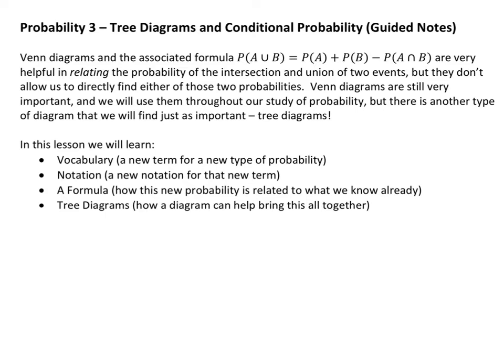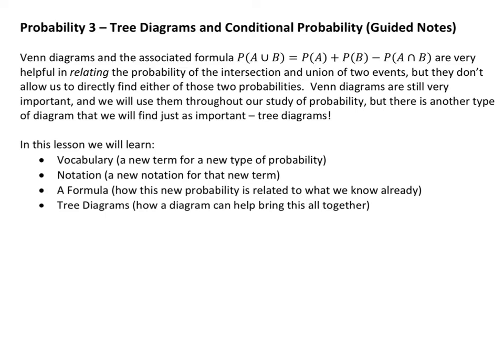So I want to be very clear. Venn diagrams are really helpful in relating the probability of the intersection to the union, but they don't really help us to directly find either of those probabilities. So Venn diagrams and this formula are really important. They're not going anywhere. It's not like I'm replacing them with tree diagrams, but we do need to learn about another type of diagram, and that is tree diagrams.